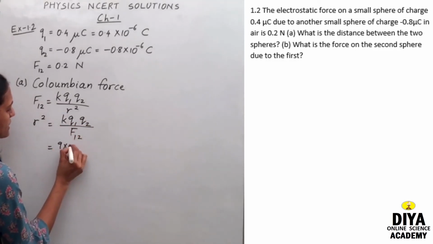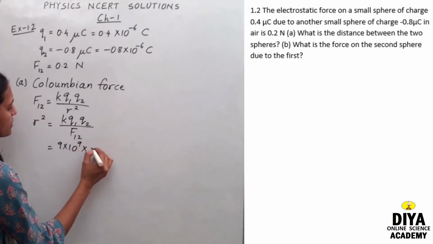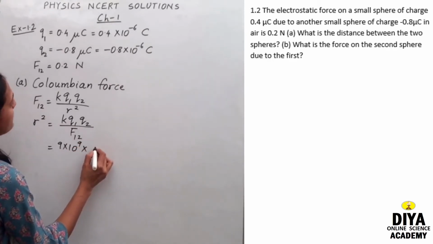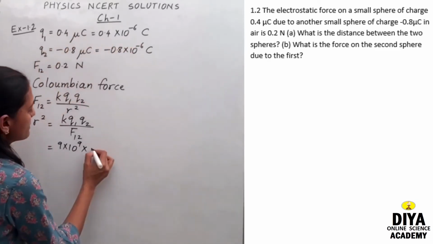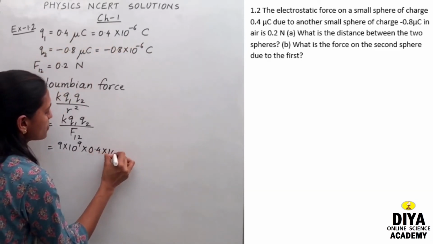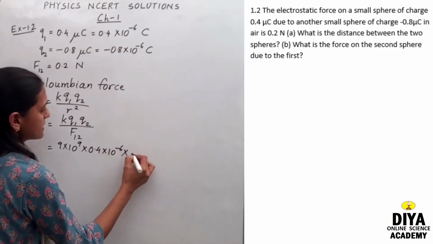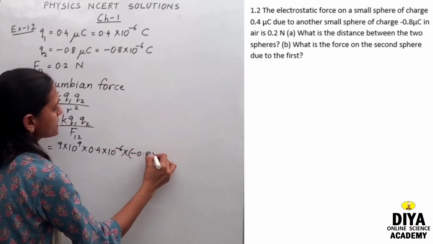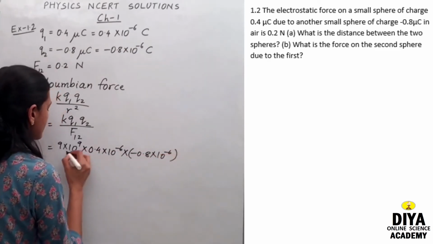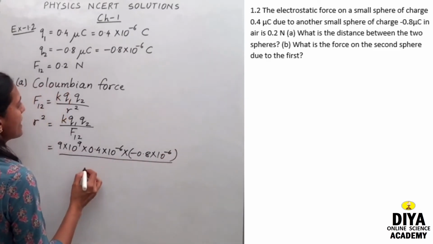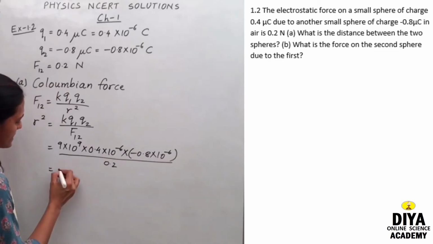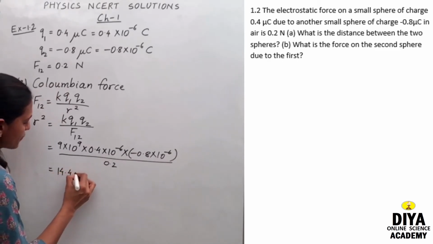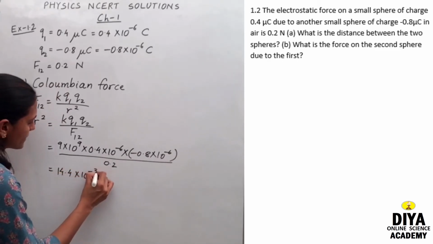Placing the values we get something like this, 9 into 10 raised to 9. Then Q1 is 0.4 microcoulomb, so that means in coulomb it will be 0.4 into 10 raised to minus 6. Similarly, the second charge will be minus 0.8 into 10 raised to minus 6 and F12 is 0.2 Newton. So when you calculate this, you will get an answer like this, 14.4 into 10 raised to minus 3.